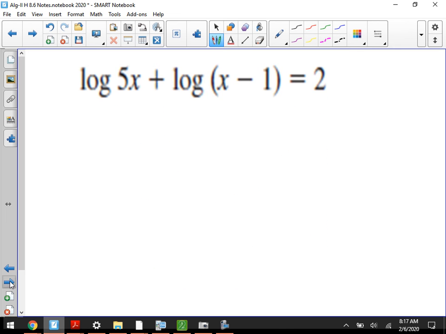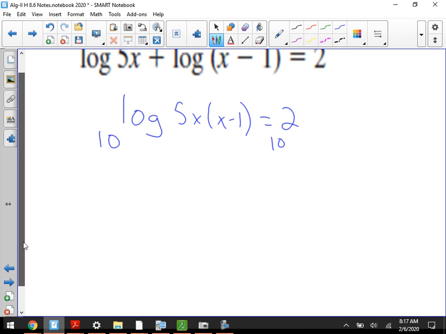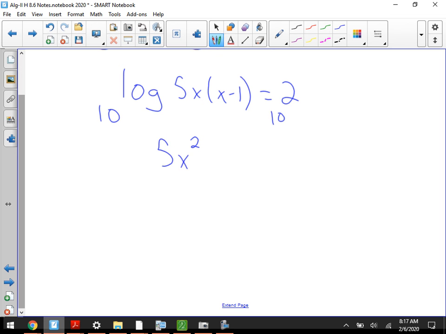All right. So, according to this, I have to condense the one side. I'm gonna get a log of 5x times x minus 1. Now what do I do? Find it. 10 it. Good. This is log base 10. So far, so good? Okay. Set it equal to 0.